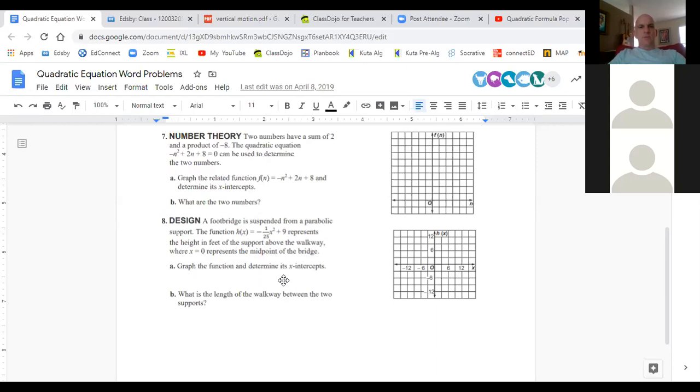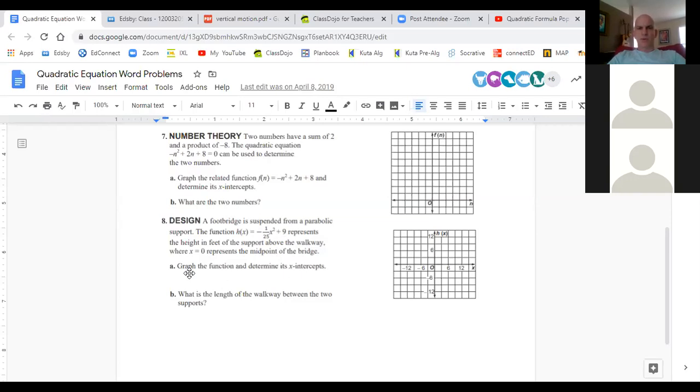And it says, and determine its x-intercepts. Well, I don't know that we're going to be able to be specific enough about our x-intercepts from the graph because of this weird coefficient on the front, the negative 1/25th. So we'll probably want to use the quadratic formula to actually determine our x-intercepts. We'll use A is negative 1/25th, B is 0, and C is 9. So we'll use our quadratic formula versus the graph to determine the x-intercepts.